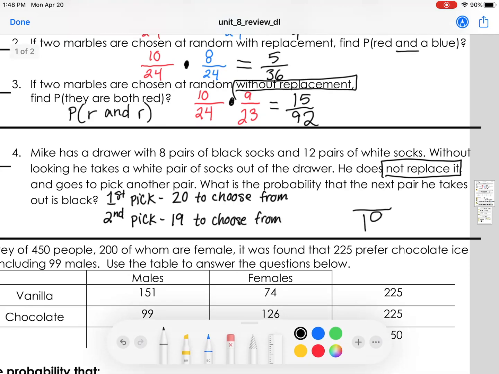Now of those 19 remaining for the second draw, I still have 8 pairs that are black because I drew a white pair the first time. I have an 8 out of 19 chance that the second, or next, pair will be black. I don't have to do anything else with this because it doesn't ask me for the probability of the compound event together. It just asks what's the probability that the next pair you take out will be black. So that is your answer for number 4.